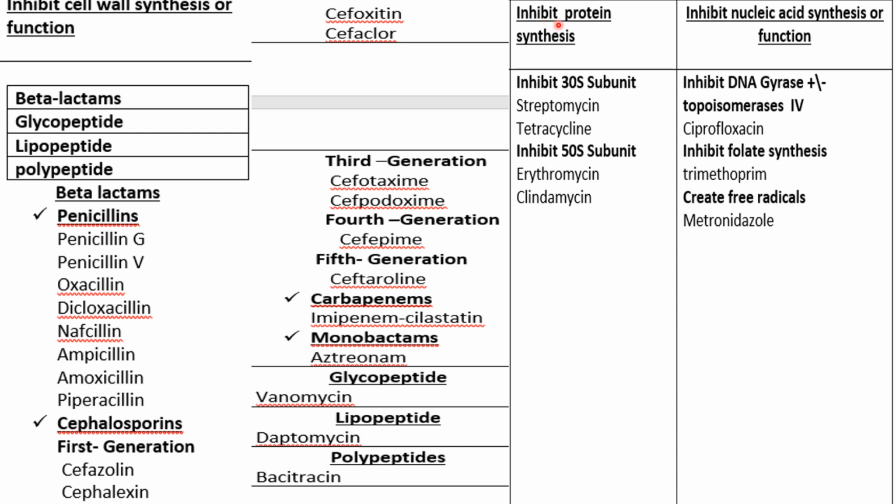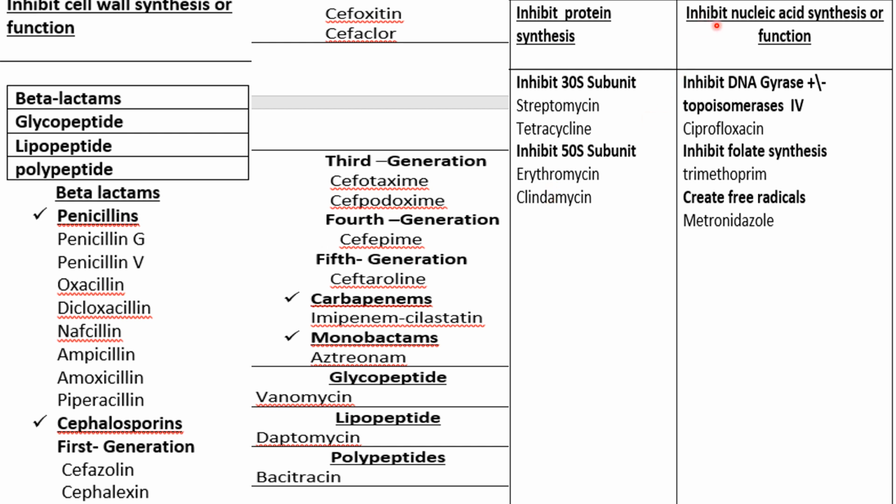The other group of antibacterial drugs are those that work by inhibiting protein synthesis. They are further subdivided into those that inhibit the 30S subunit and those that inhibit the 50S subunit. The 30S subunit inhibitors include streptomycin and tetracycline, while the 50S class includes erythromycin and clindamycin.